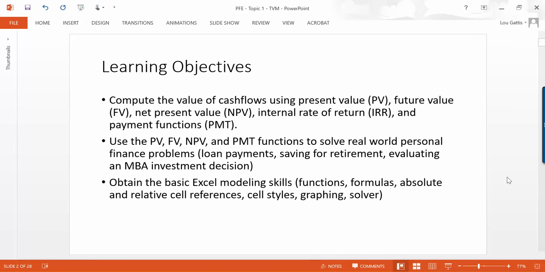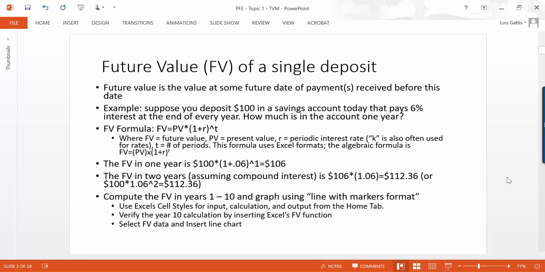In this topic, we're going to compute the value of cash flows using present value, future value, net present value, IRR, and the payment functions. We'll use the present value, future value, NPV, and payment functions to solve some real-life problems, including calculating loan payments, savings for retirement, and evaluating an MBA investment decision. We'll also obtain some basic Excel modeling skills using functions, formulas, cell references, cell styles, graphing, and Solver.